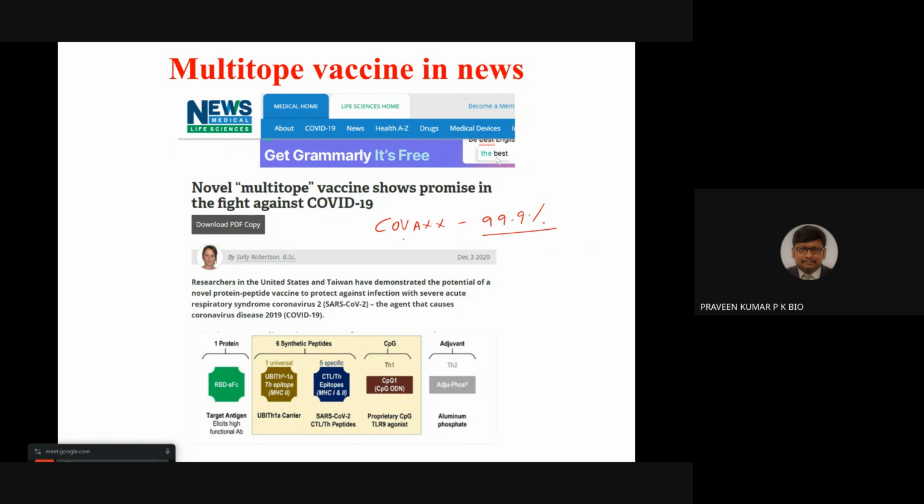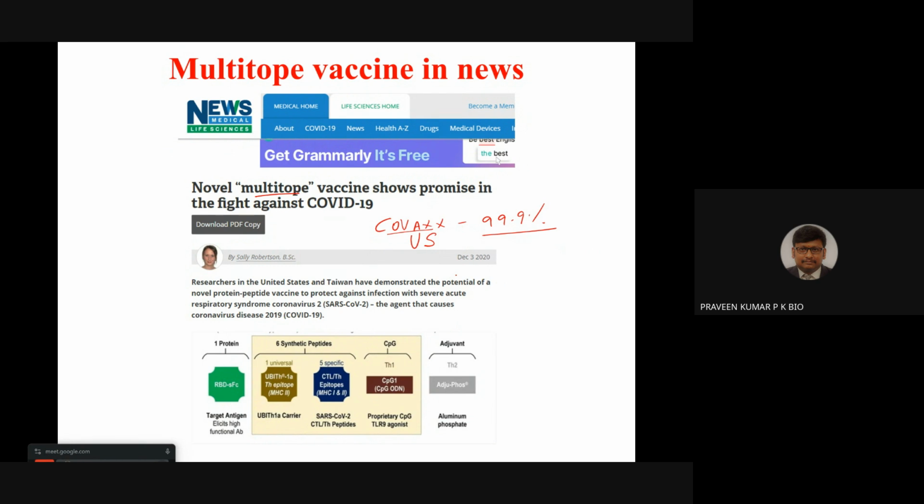This Covax is a multitope based vaccine. It means that multiple epitopes are tagged together, and this Covax is available only in the US. This is a USA based vaccine, and it showed more than 99% efficacy. So only I'm bringing this importance.